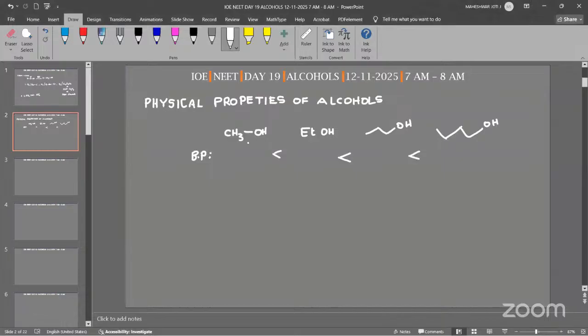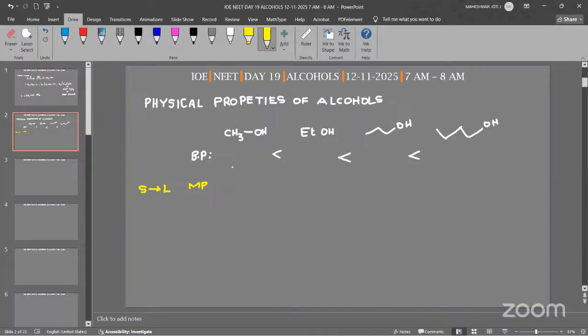Now, let us take melting points. See, melting point is also directly proportional to van der Waals attractions or intermolecular attractions. Right? See, when a substance is solid, to convert it into liquid, solid substance converts into liquid on heating. If attractions are more, it requires more temperature. If attractions are less, it requires less temperature.